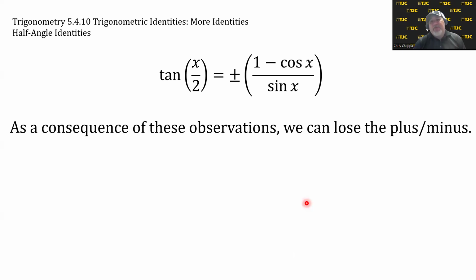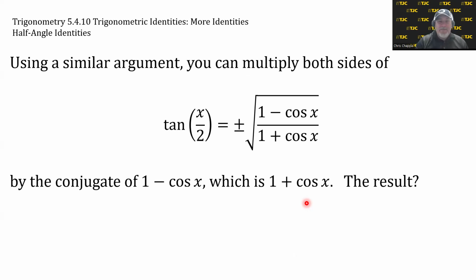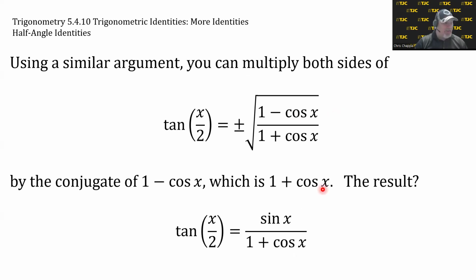As a consequence of these observations, we can lose the plus minus and get tangent of x over 2 equals 1 minus cosine x over sine x. We don't have to decide on a plus minus. Now, if we go back to this tangent half angle formula, and this time multiply by the conjugate of the numerator, in other words, multiply both sides by 1 plus cosine x, we kind of get the same song and dance, except the results end up like this. Tangent of x over 2 equals sine of x over 1 plus cosine of x.